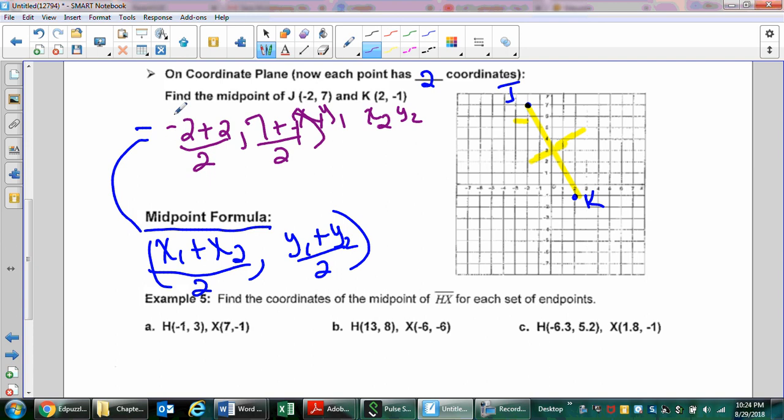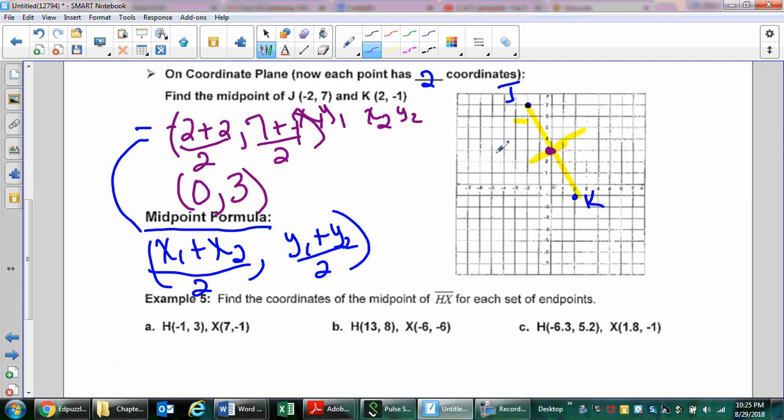Sorry about the handwriting. So negative 2 plus 2 is 0. 0 divided by 2 is just 0, right? And 7 plus negative 1 is 6. 6 divided by 2 is 3. So my estimation is kind of right. It's going to be 0 and 3. So this is where the midpoint is.